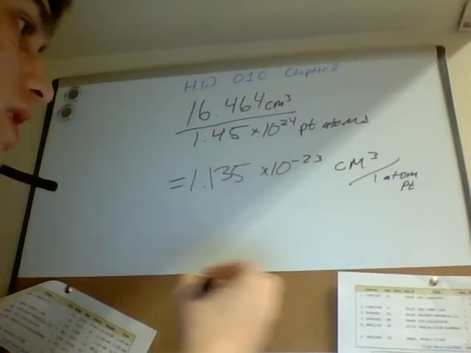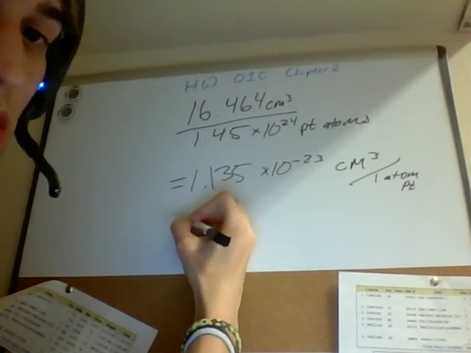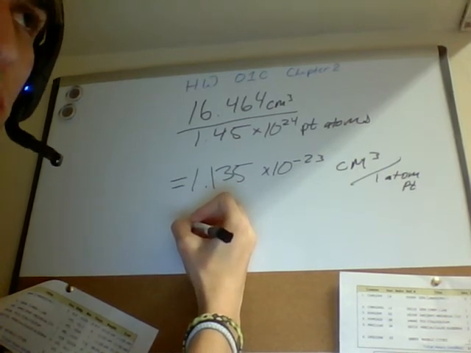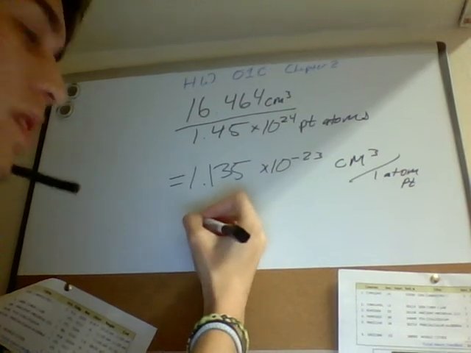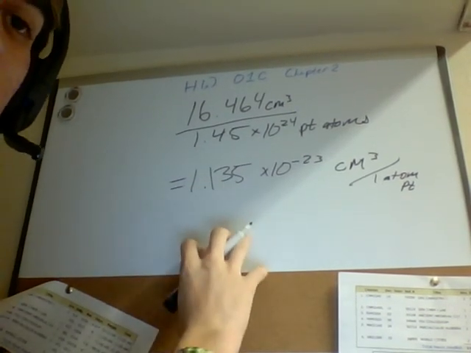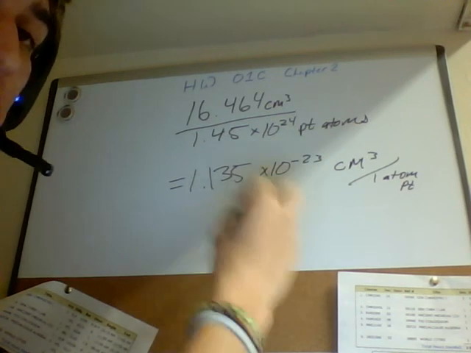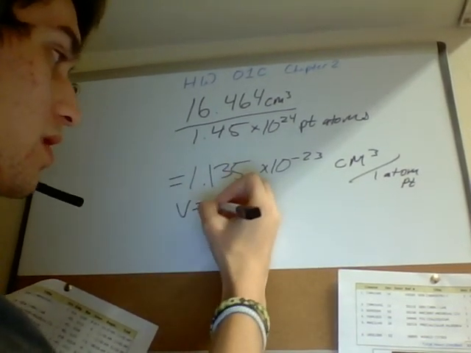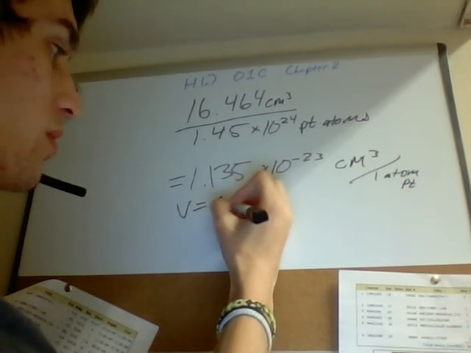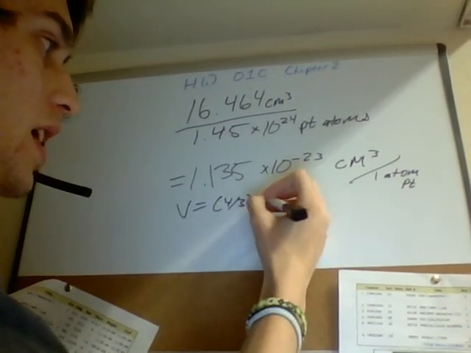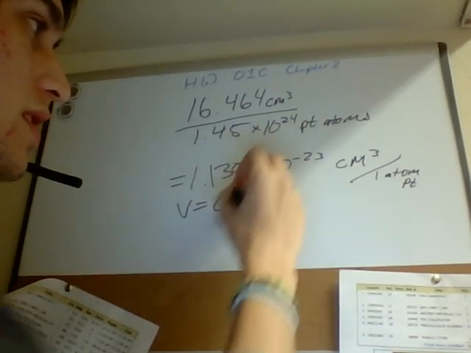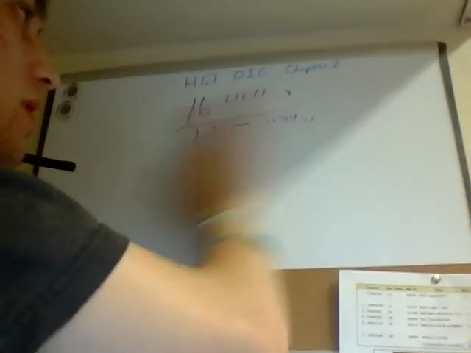So now what you're going to do with this number, the volume occupied by only one single atom, is set it equal to the volume of a sphere, because an atom we know is a sphere. The volume of a sphere is equal to 4/3 pi r cubed. And so you set these two equal.